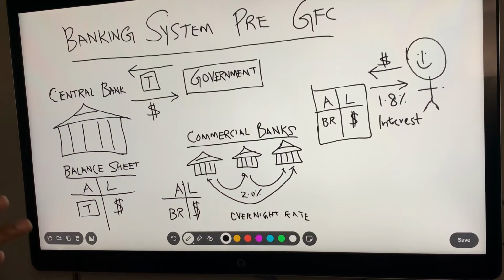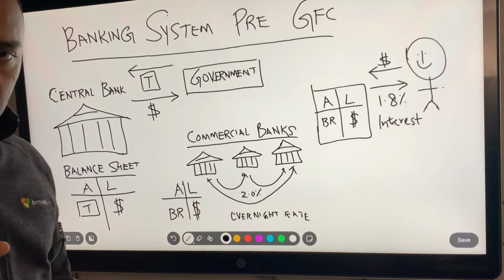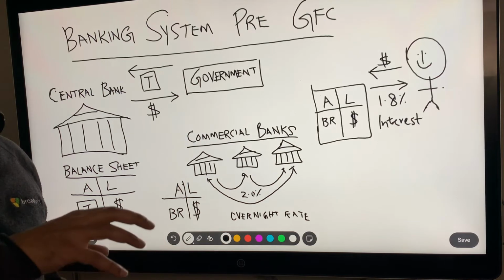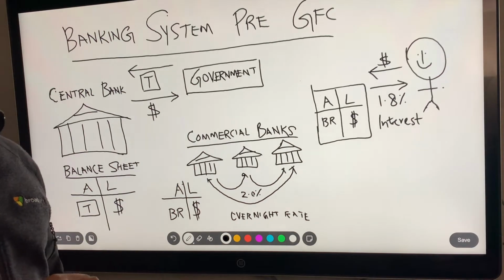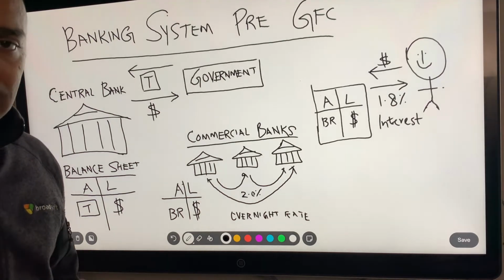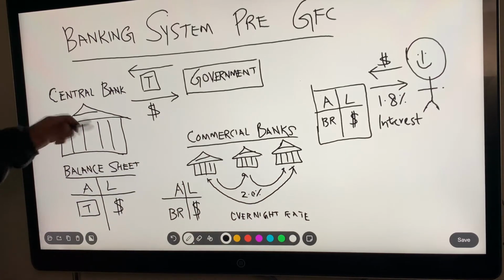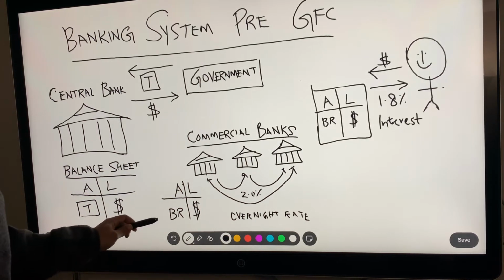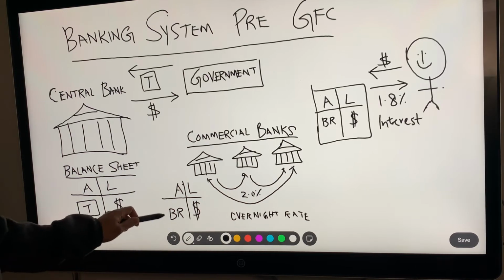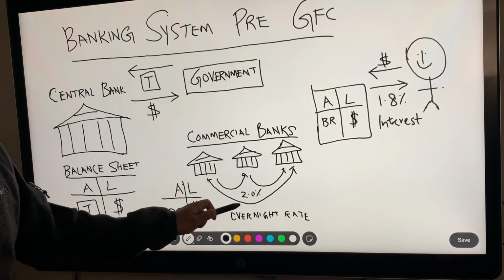So the central bank actually prints money in two fashions. Number one, they purchase government securities, and in return they create new money that goes into the government's account in the central bank. And then the commercial banks also sell securities like mortgage-backed securities that the central bank also purchases, and print new money and credit that into their reserve account. Now, the BR here shows the bank reserve, and this 2.0% is the overnight rate.